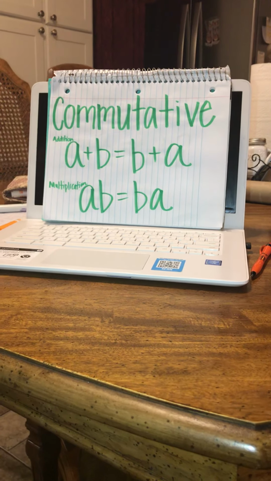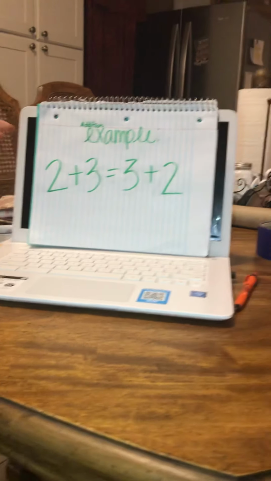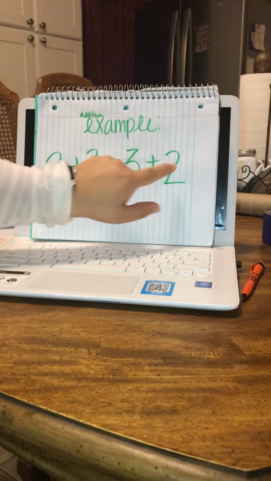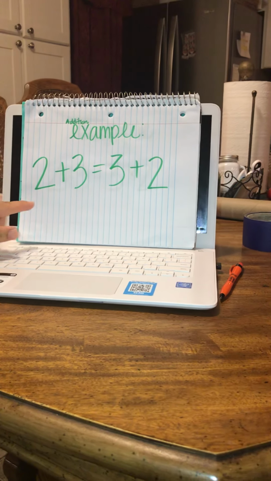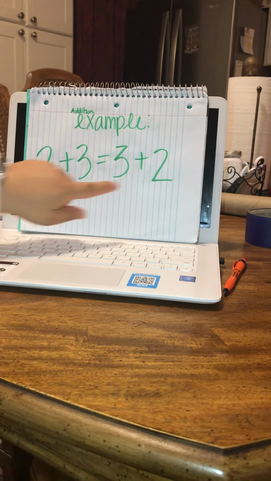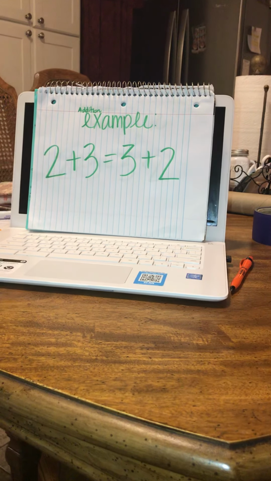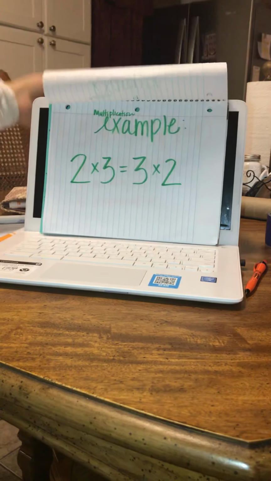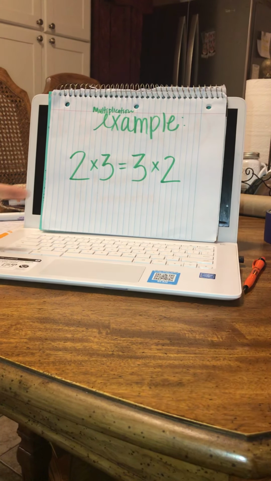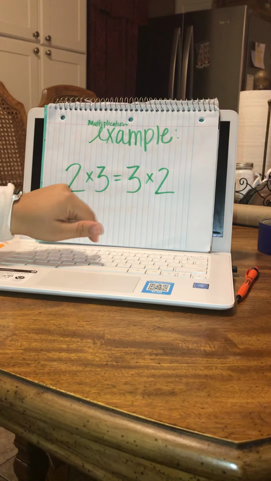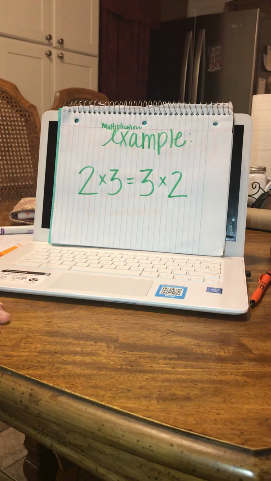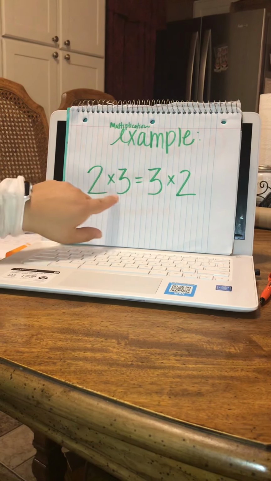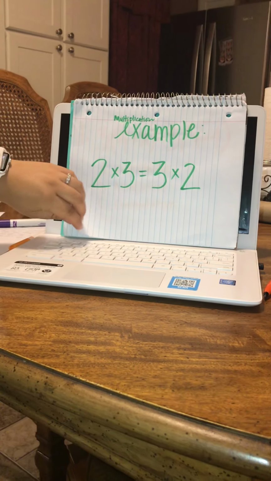Here are some examples. Here's an example of 2 plus 3 equals 3 plus 2. Same solution on this side as on this side. You just flip-flopped, moved around, as commutative means. Now in multiplication, 2 times 3 equals 3 times 2. Same thing, same solution. You just flip-flop the variables and you're going to get the same answer.